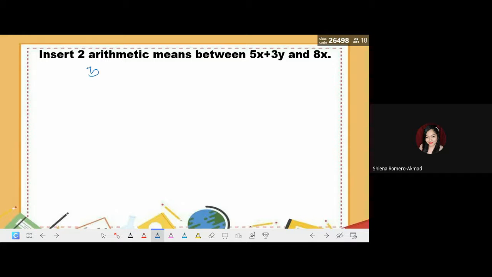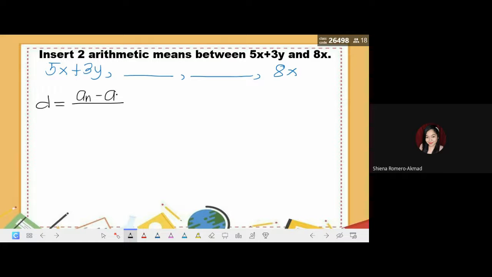So, let's write first. That is 5x plus 3y. Insert tayo ng dalawang term. Then we'll have 8x. Okay? So, ganun pa rin. Since wala siyang middle value, we cannot use the average formula, but we will use the difference formula. And the difference formula is D equals A sub n minus A sub k divided by n minus k. Alam niyo na yan, ano yung A sub n, ano yung A sub k, ano yung n, ano yung k.